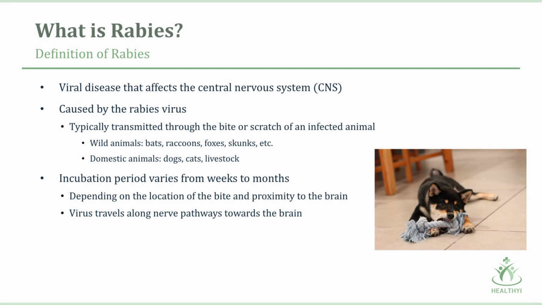Several wild animals, including bats, raccoons, foxes, and skunks, can carry and transmit the virus. Domestic animals such as dogs, cats, and livestock can also become infected and transmit rabies to humans.